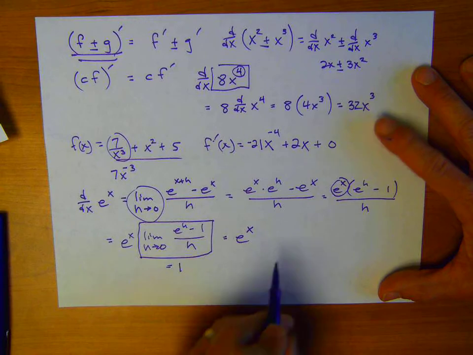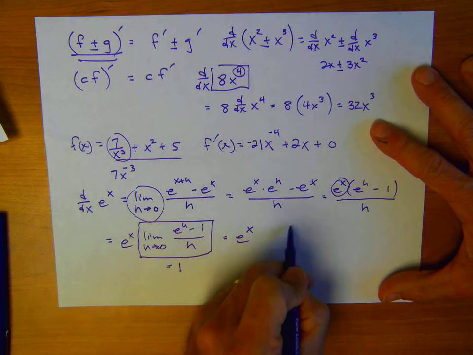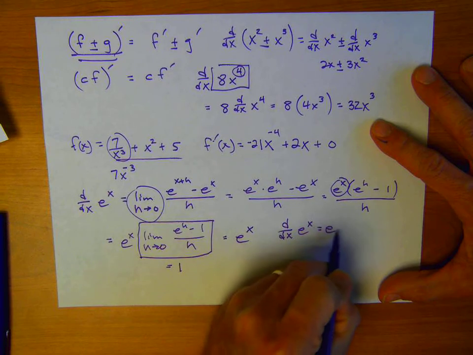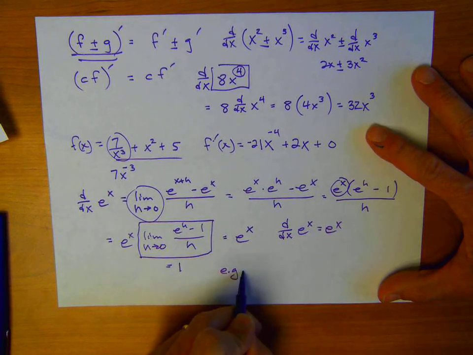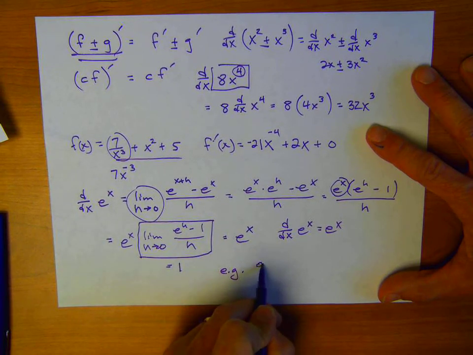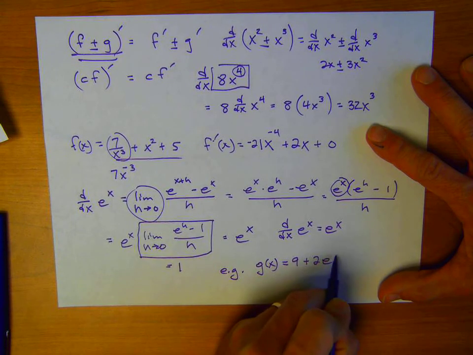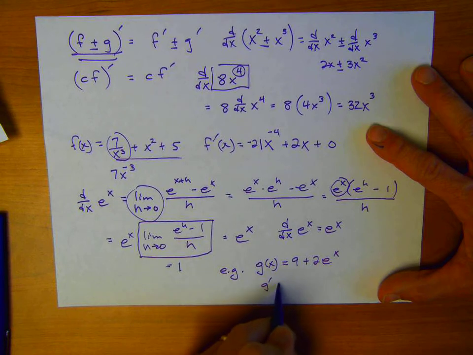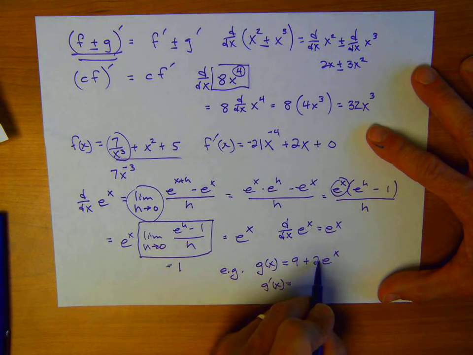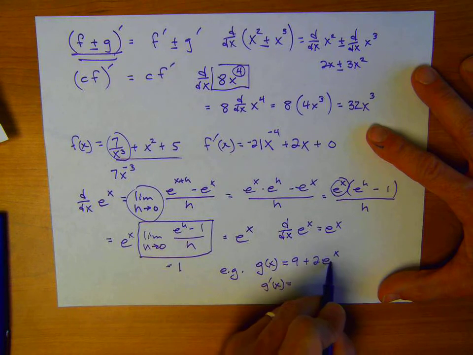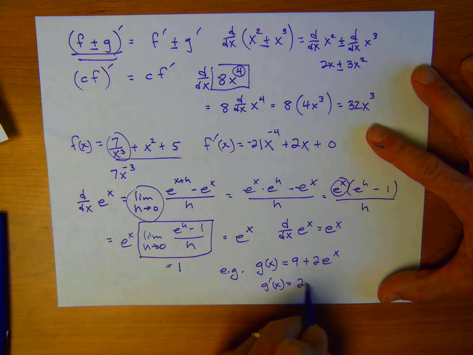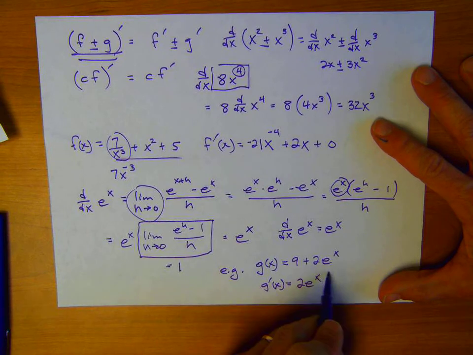Okay, so that is an important result: the derivative with respect to x of e to the x is e to the x. Quick example: let's say we had a function that was 9 plus 2e to the x. The derivative of any constant is 0, and the derivative of 2e to the x is 2 times the derivative of e to the x, which is just 2e to the x.